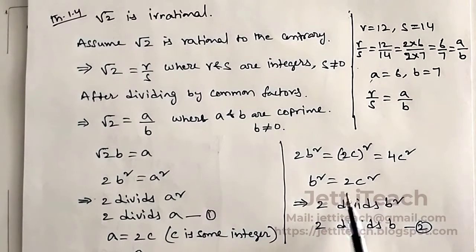It means that 2 divides b square. So 2 divides b. So from 1 and 2, a and b both are divisible by 2. So I wrote here from 1 and 2, a and b have at least 2 as a common factor. This contradicts the fact that a and b have no common factors because they are co-prime. So our assumption is incorrect that root 2 is rational. We conclude that root 2 is irrational.